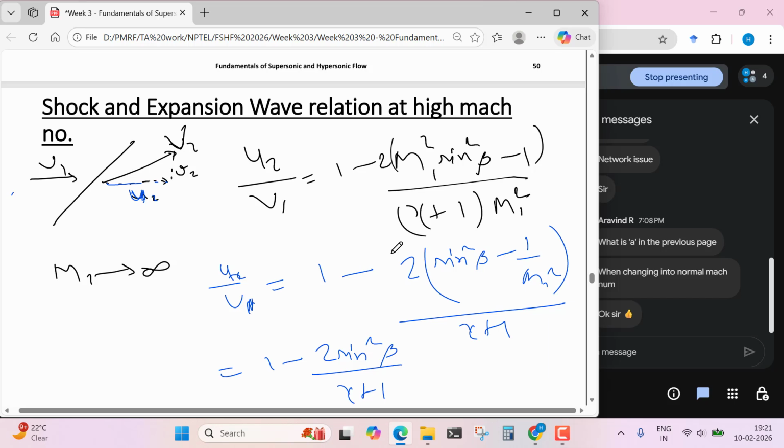So here, let's see M1 tends to infinity. You can see M1 is in both numerator and denominator, so we will divide both by M1 square. If we divide both by M1 square, we will get 1 minus 2 (sin square beta minus 1 upon M1 square) upon gamma plus 1. Now if M1 tends to infinity, then 1 by M1 square will tend to 0, so this term we will get as 0. So we will get 1 minus 2 sin square beta upon gamma plus 1.